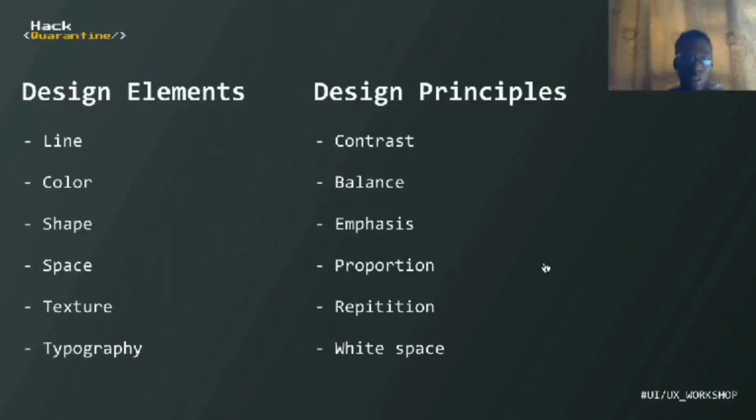So the first one is line. What's a line? A line is like a mark on the surface, right? It is like the distance between 2 points. So we have different kinds of line. We have the thick line in your design, we have the thin line, you have the dotted line, you have the zigzag. All these lines, when you use them in your design, are the elements of your design.